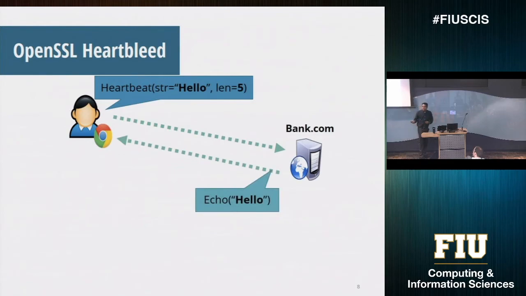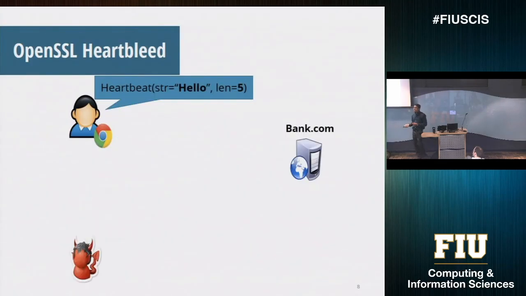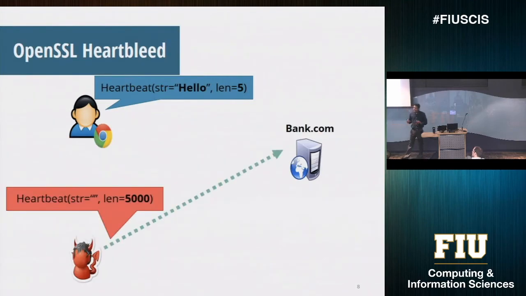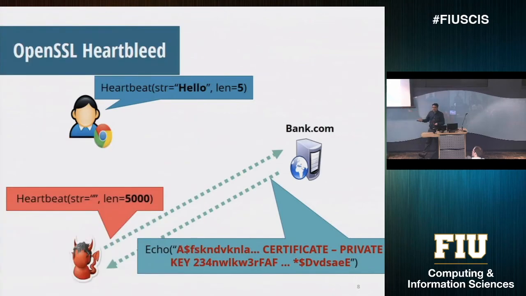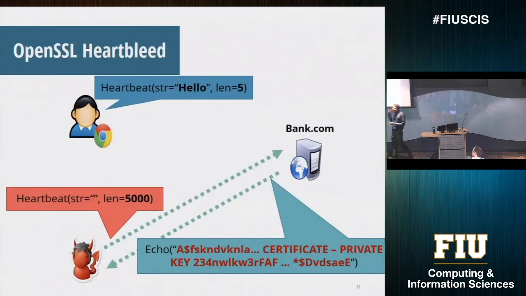Now let's say the server is running the buggy implementation. And let's say the attacker comes and sends a heartbeat message with an empty string but lies about the length. What will happen is that the server will send back a string of the same size that the attacker mentioned, and this string is actually coming from the server's memory. Sometimes this string can include private keys that were loaded in memory when the server was doing the TLS operation.